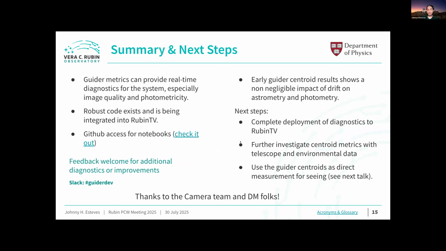And this is my summary. The guider matrix is already proving its value, and soon we're all going to have access to it in Rubin TV. You can also access the notebooks here. The next step is to complete the deployment of the diagnostic to Rubin TV. We're going to investigate how the centroid matrix relates to environmental data and use these guided centroids. And the next talk with Jack is going to talk more about how we can use these to measure the seeing. Thank you very much.